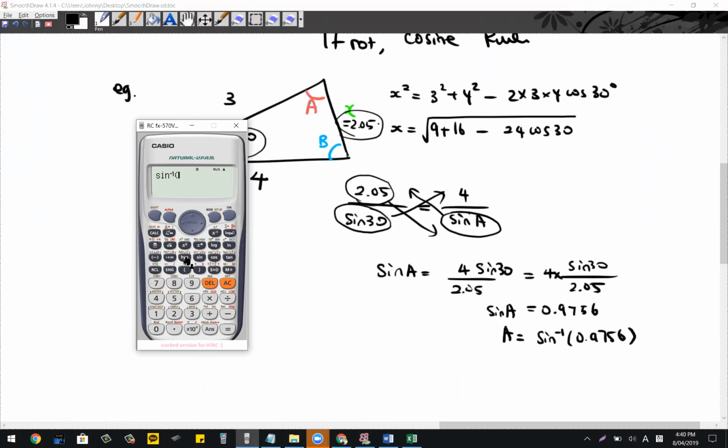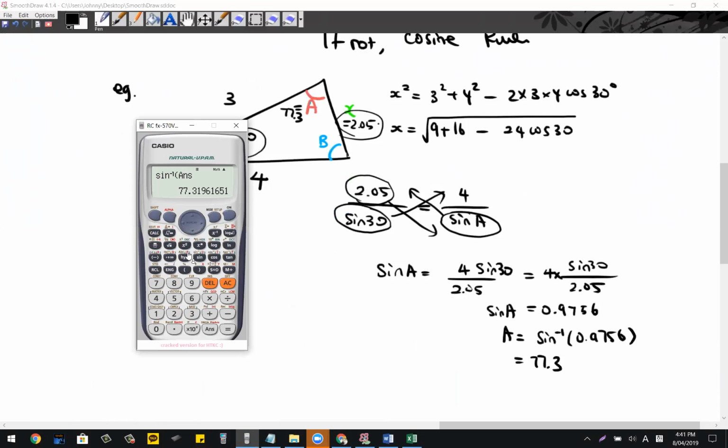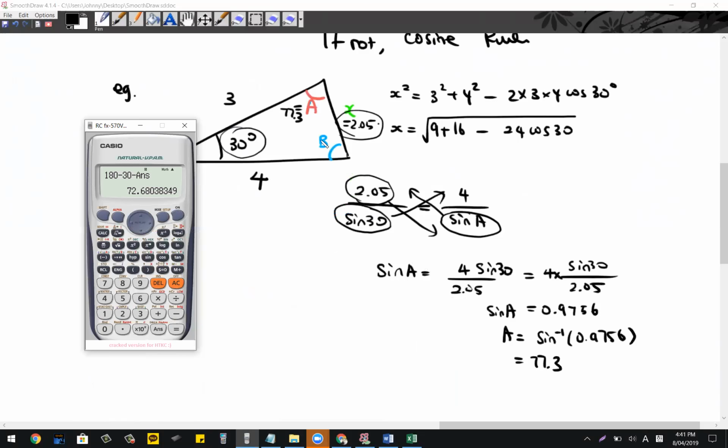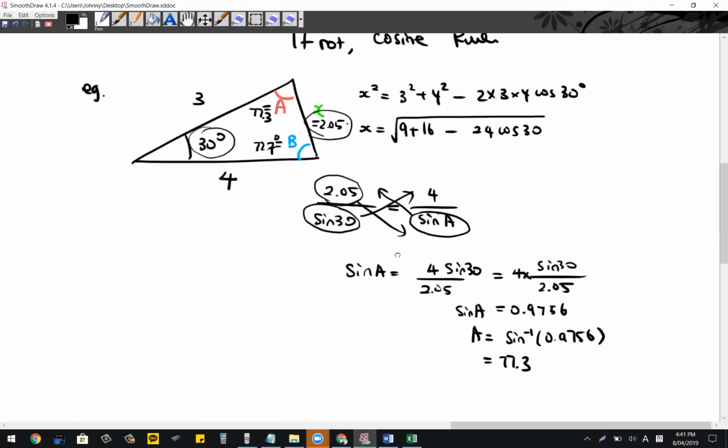Then we get about 77.3. Yep. And that would be A's angle. That's right. And then you do 180 minus 30 minus the answer. And you get 72.7 degrees. Yep. So it's almost an isosceles triangle, because it's like 3, 4, and these two angles are similar. Right.